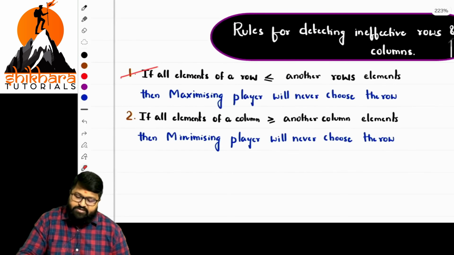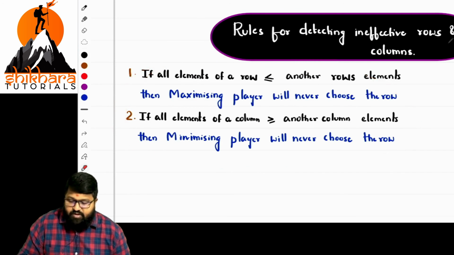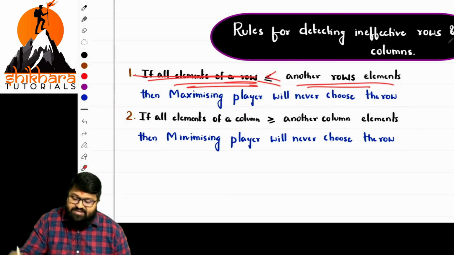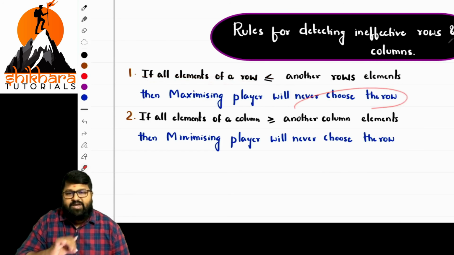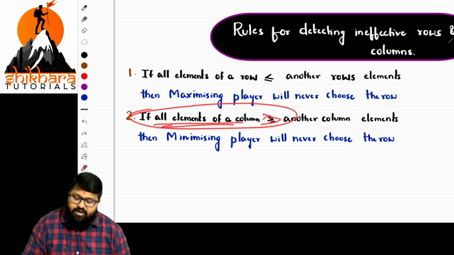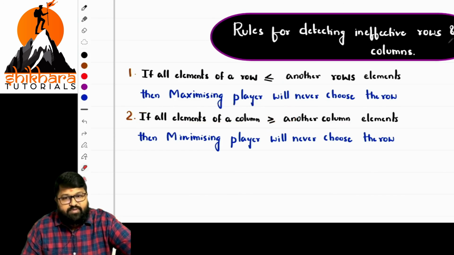These 2 points are the most important rules. What are these 2 important rules, sir? If all the elements of a row are less than or equal to another row's elements, then cancel this row. We'll never choose that row, so automatically we'll cancel that one. What about the columns? If all the elements of a column are greater than or equal to another column's elements, then what should we do, sir? Basically, 1 second, I'll connect the charger.